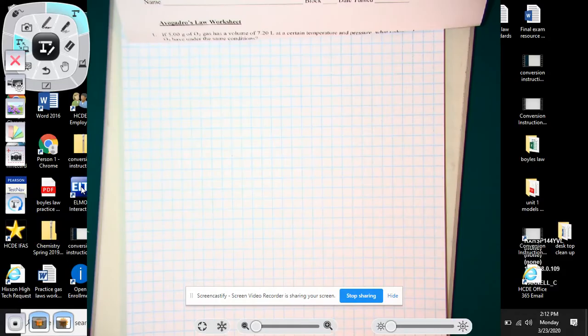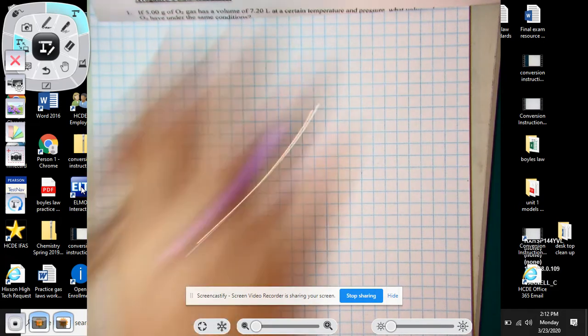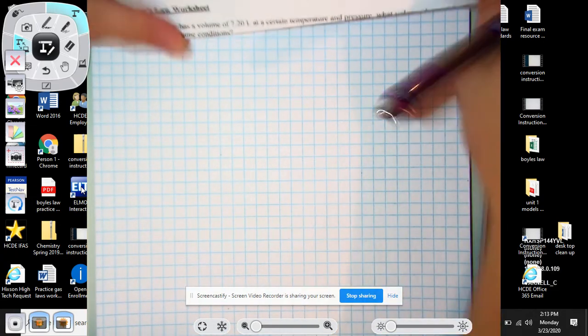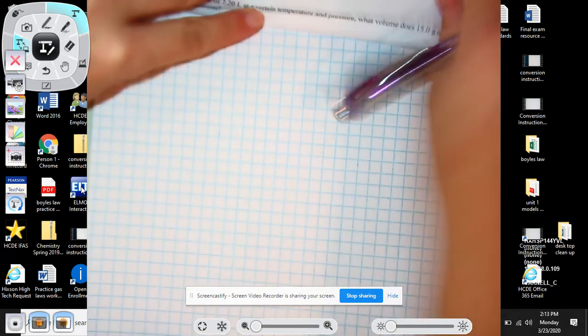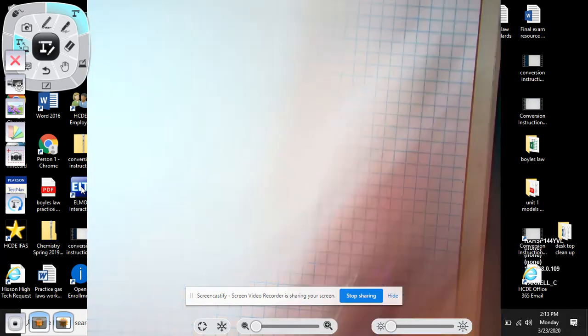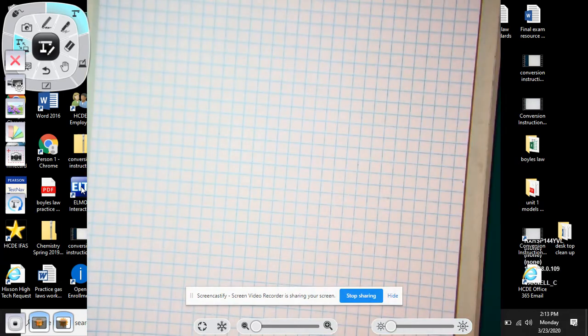Okay, we're working with an example problem from Avogadro's Law, and it's really tiny up here. It's really hard to read. So that's good. That's not what I was aiming for. All right. Maybe I could just tear this. Tore this terribly.